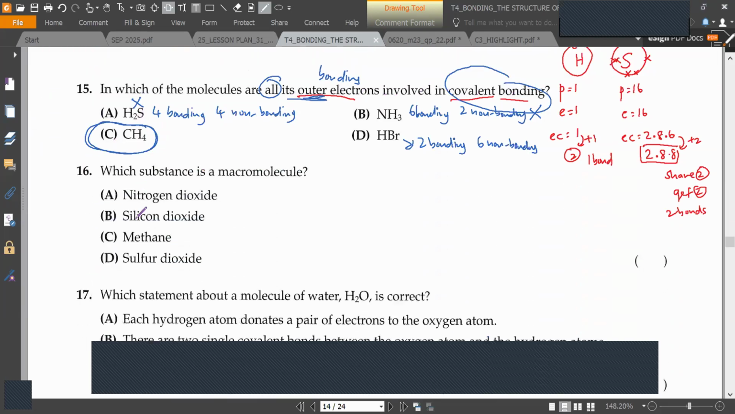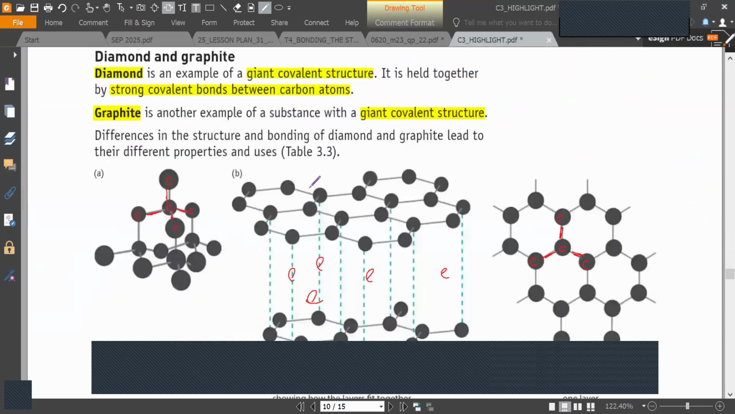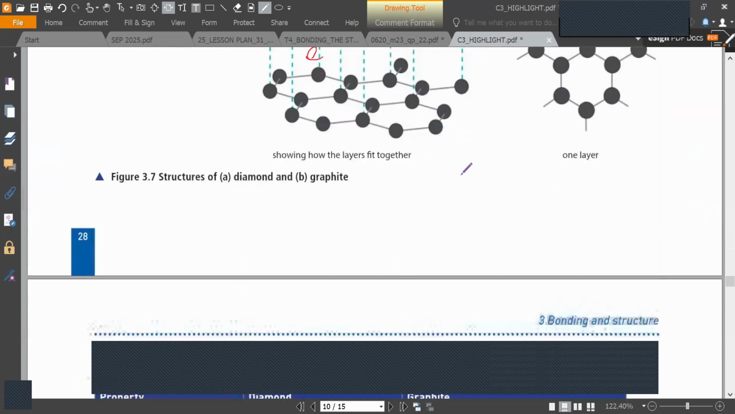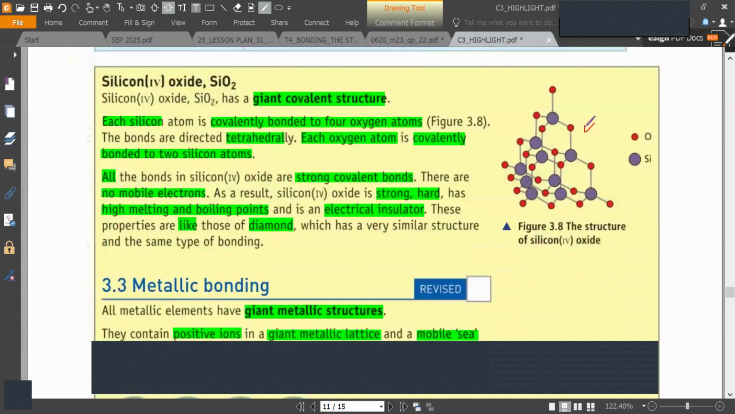Which substance is macromolecule? Macromolecule means large molecule. If we look at macromolecule, diamond and graphite will be macromolecule, and silicon dioxide also. So these are macromolecule, a large molecule.